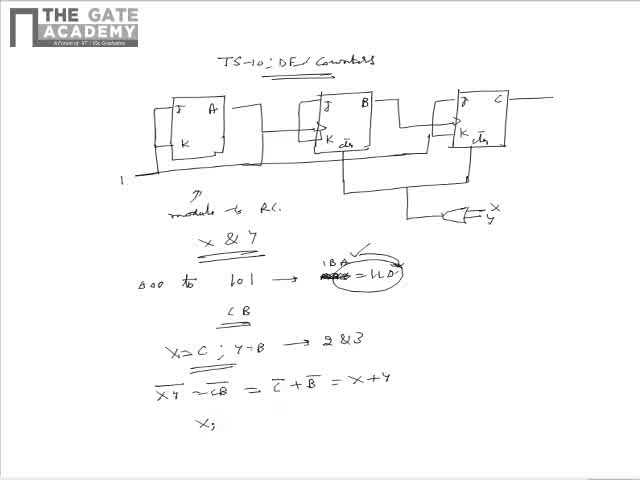From this, we can say that when X and Y are B bar and C bar, once the counter value CBA reaches 110, all the flip-flops will be moved to the state 0. Hence, the correct option which corresponds to the values of X and Y is D.